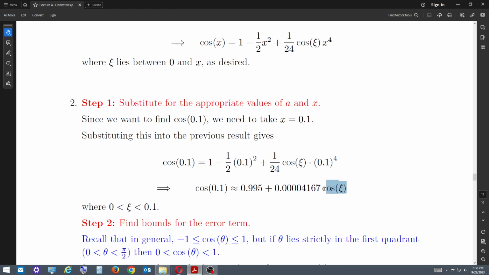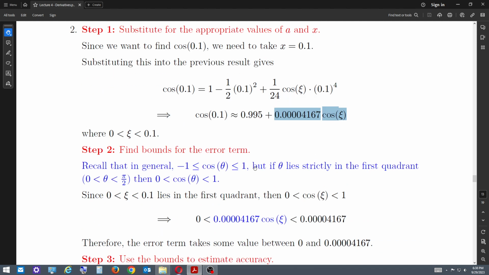Now, I don't know what xc is, so I don't actually know what value this thing is. But remember, cosine is a bounded function. Cos of any value will always lie between -1 and 1. And in fact, if the value is in the first quadrant, if xc is some value between 0 and 90 degrees, or between 0 and pi over 2, then cos of this is always going to be between 0 and 1. Not -1 and 1, but 0 and 1. I could make that restriction on it. That's just stated here.